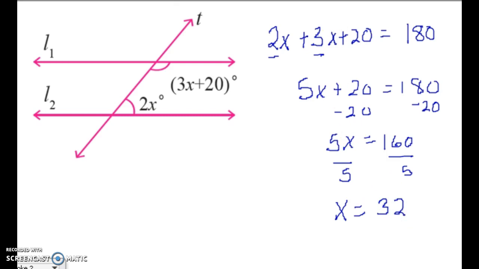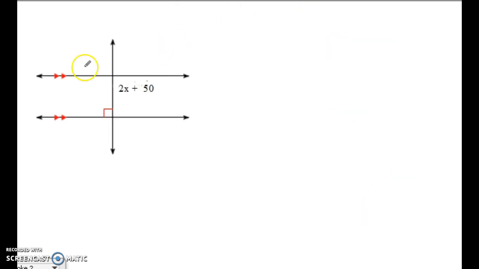Now the next problem I just wanted to show you, number 3, is very similar to this. And so these are alternate interior angles, and they're equal to one another. So this sign means that this angle is 90 degrees. So all you have to do is set 2x plus 50 is equal to 90 degrees because all 4 of these angles are actually right angles. So they equal 90. And then we're going to solve for x.